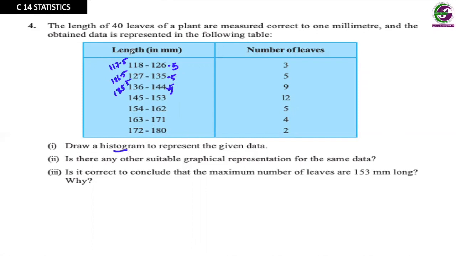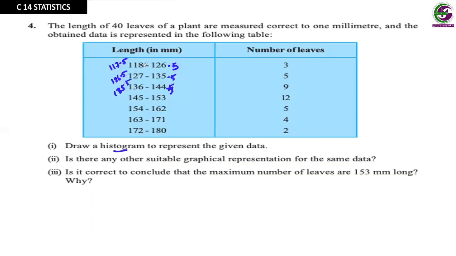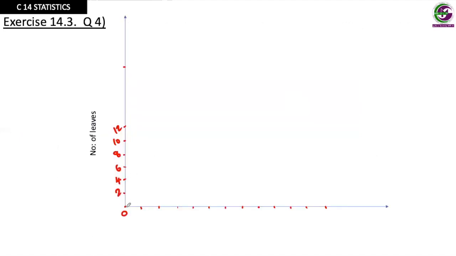So we have to take the length on the x-axis and number of leaves on the y-axis. Number of leaves, that maximum number is 12. So we need only until 12 on the y-axis, but on the x-axis we need to start from 118 and until 180. So we can start from 110 to 180. So when you start from 110, remember to use a kink, so that we are informing that it is not directly from 0. There is a break in between 0 and the first number, which is 110. Then 120.